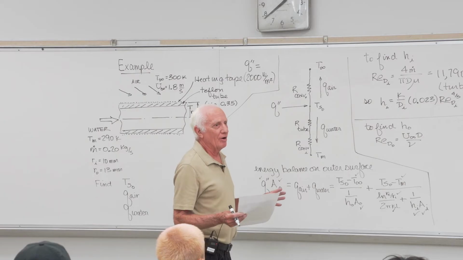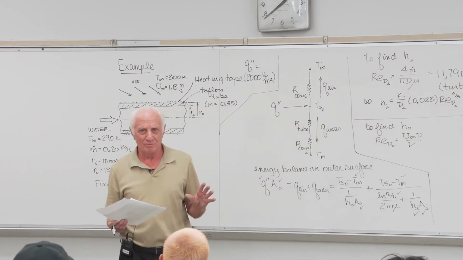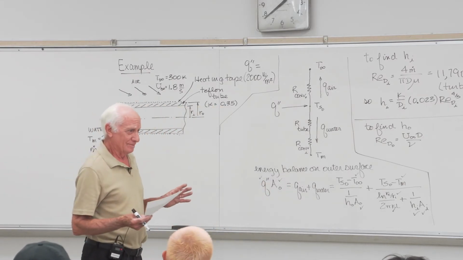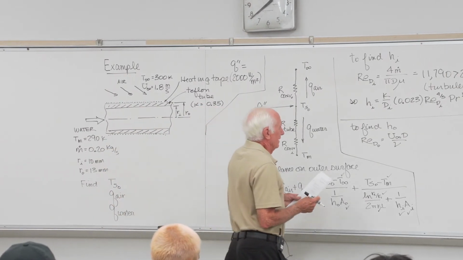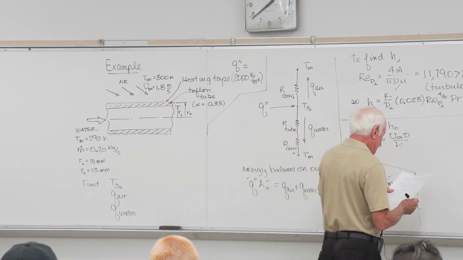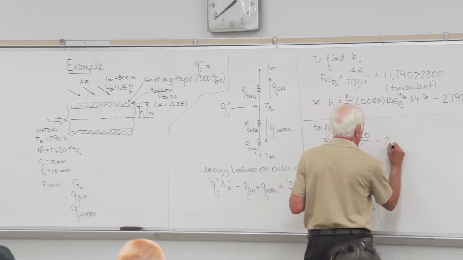How about a rough tube? Oh, all bets are off. You better look in the book and see what to do with a rough tube. This is all smooth tube. Okay. All right, here it is. The Reynolds number comes out to be 2945.